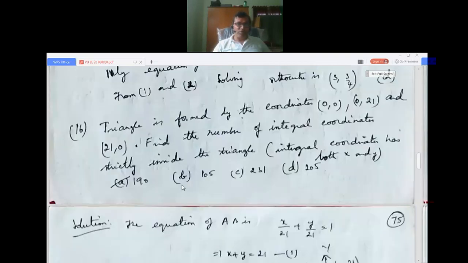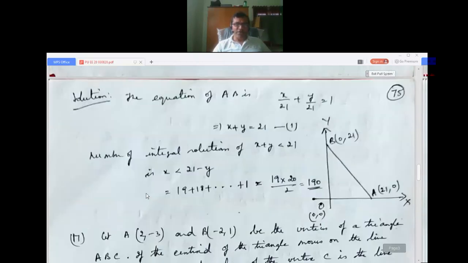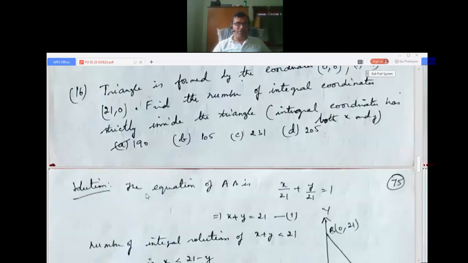So we get 190 here, and that is the option we have. The number of integral coordinates strictly inside the triangle is 190. So 190 means it is option A.